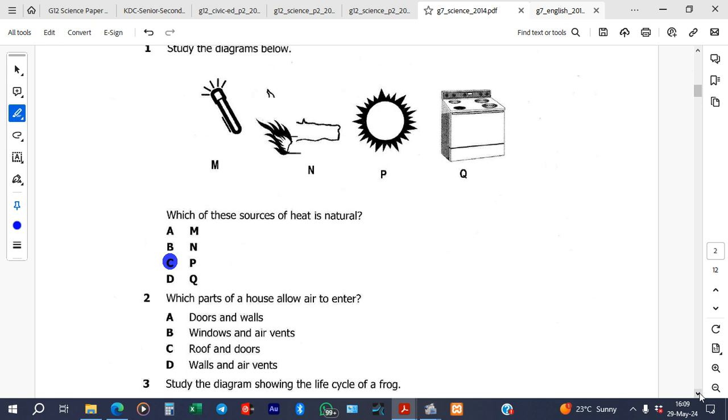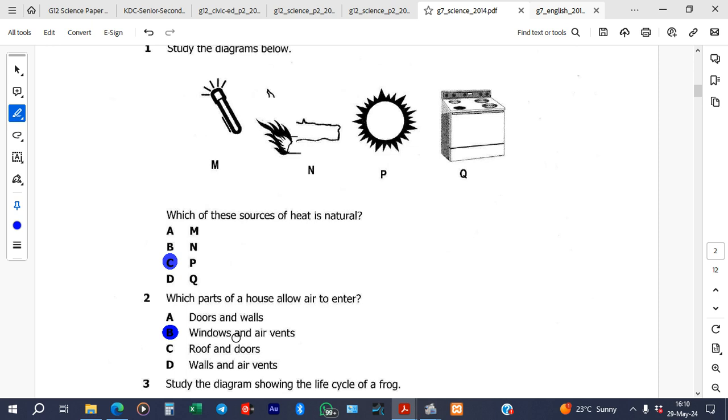B, windows and air vents. Windows help air to come in the house, correct? Air vents also allow air to come in the house. So B is your correct answer. C says roof and doors. That is wrong. The roof does not allow air to enter. D, walls and air vents. That is also wrong because the walls don't allow the air to enter. So our correct answer is B, windows and air vents.